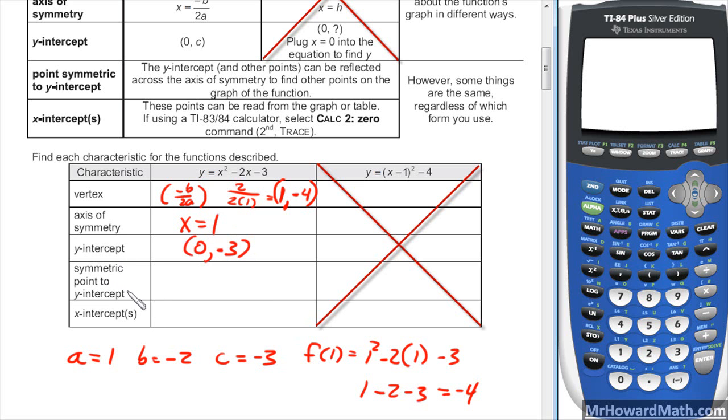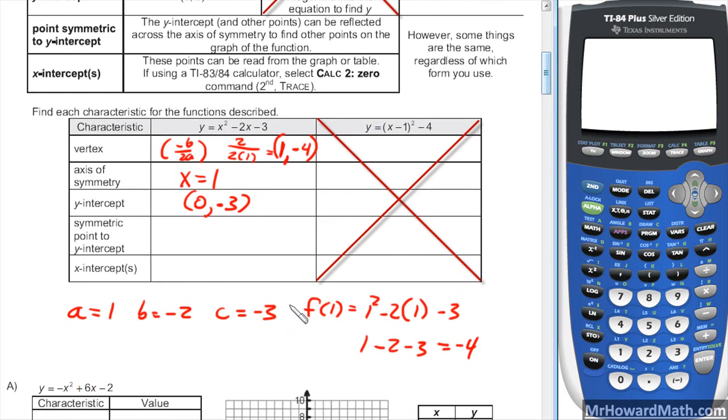For the symmetric point, we'll start a rough sketch here. So let's put in our coordinate plane here. Make a very small sketch, and we have an axis of symmetry of x equals 1 right here, and the y-intercept is 0, negative 3, so down here like this. So let's label that 0, negative 3, and we have an axis of symmetry of x equals 1 here, so the reflected point would be 1 away from the axis of symmetry, so that would be at an x value of 2. The y value stays the same, so 2, negative 3 would be the point symmetrical.